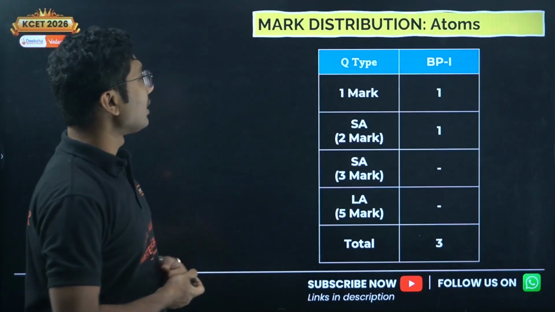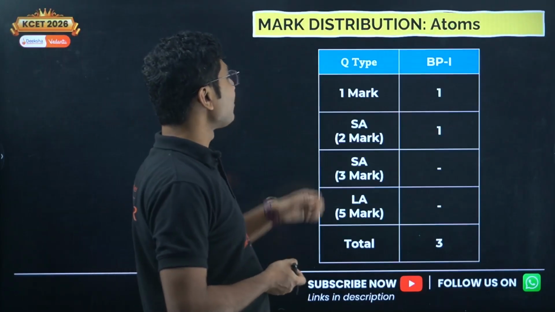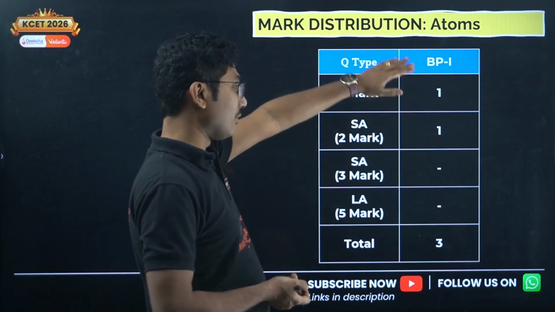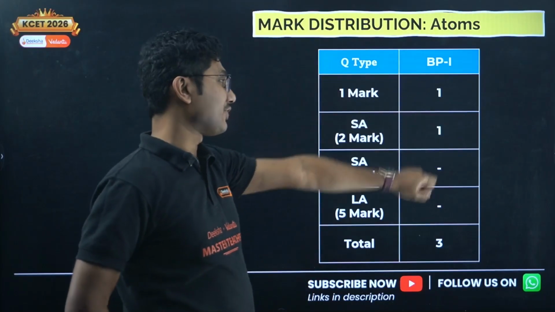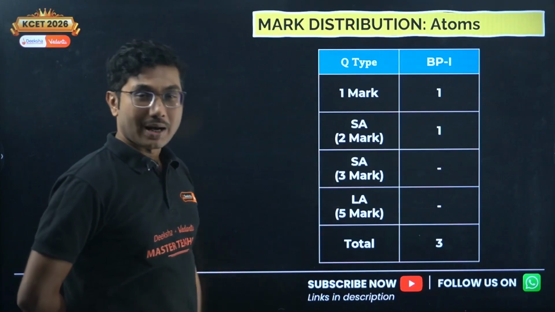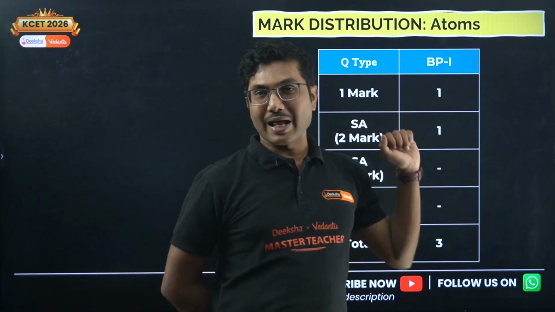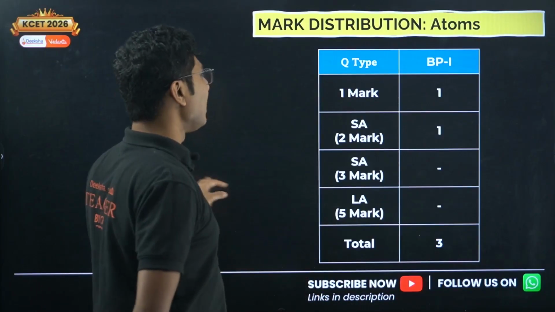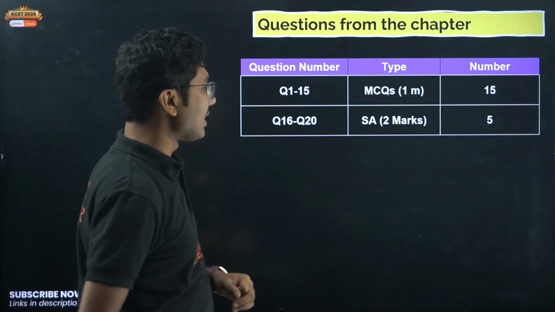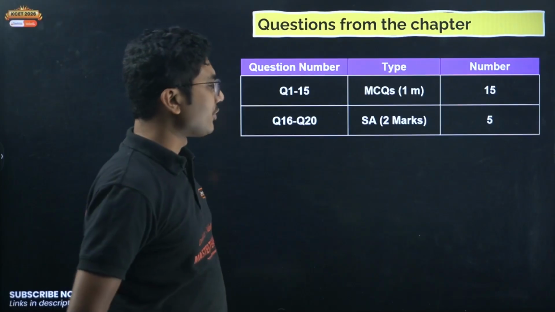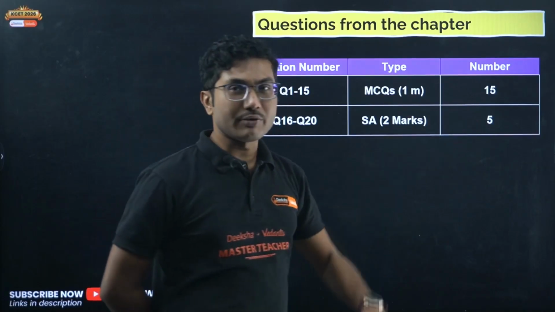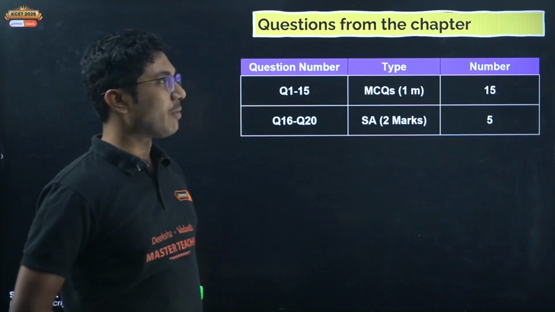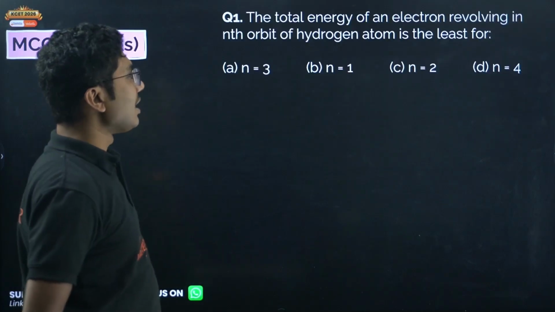Now let us look into the blueprint of the chapter atoms. We are going to get one one-marker question and one two-marker question. There will be no fill in the blanks coming from this chapter, and the weightage of this chapter is only 3, but we will try to finish it as quickly as possible. We are going to discuss 15 questions of 1 marker and 5 questions of 2 marker. So let us start with the MCQs.